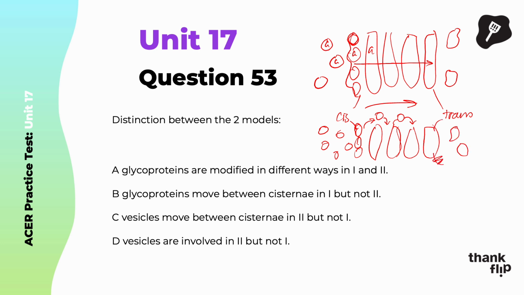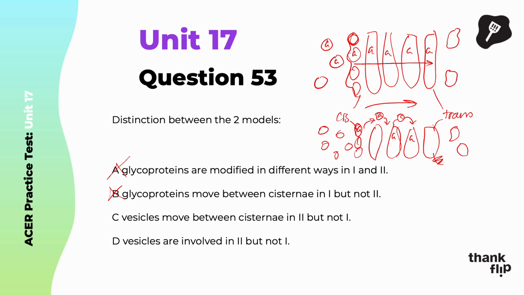Okay, so now we're asked to find a distinction between the two models. So we have A, the glycoproteins are modified in different ways in 1 and 2. Now, we're actually not told anything about how the glycoproteins are modified in each of these models, so this can be eliminated. We have option B, glycoproteins move between cisternae in 1 but not 2. Now, this is not true because we can see that glycoproteins are being moved between cisternae. It's just in different ways. So this is eliminated.